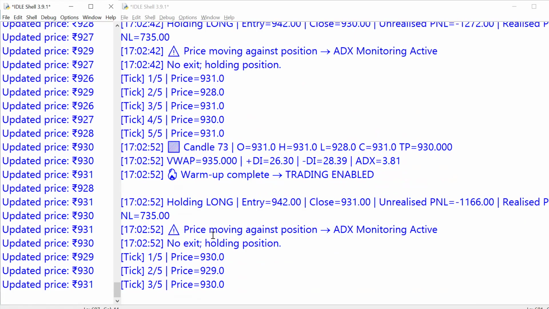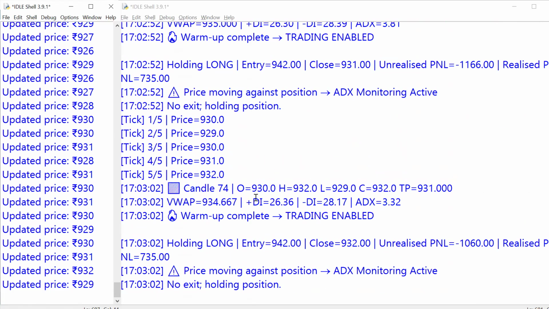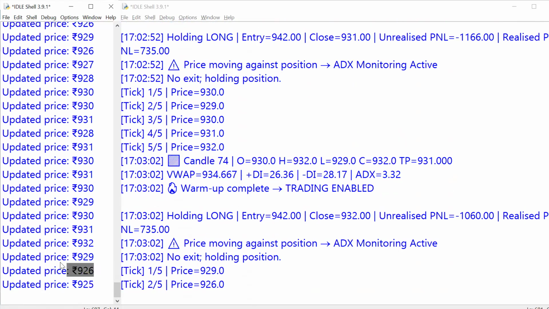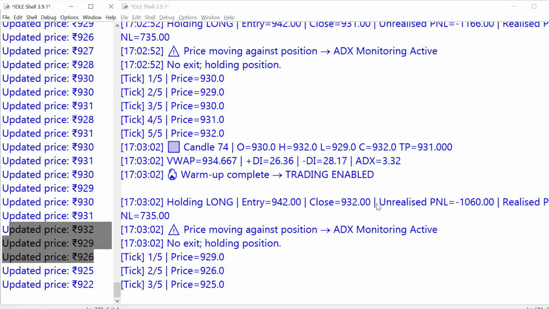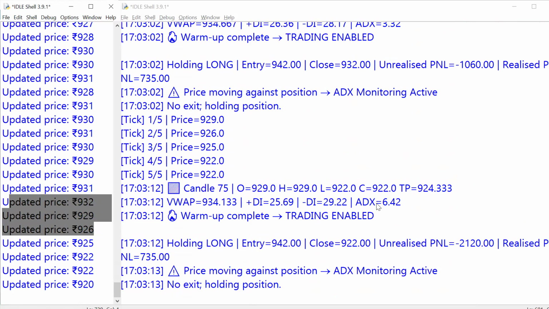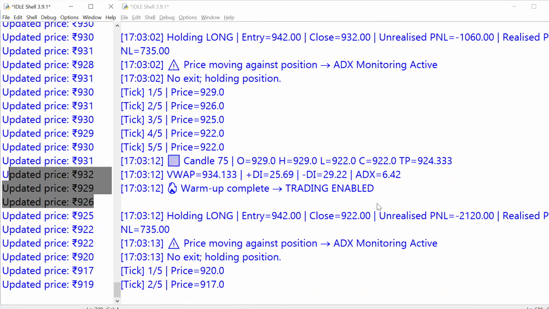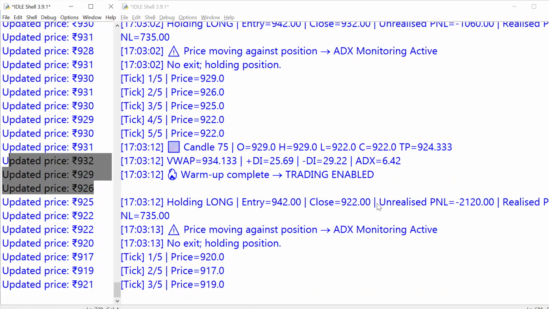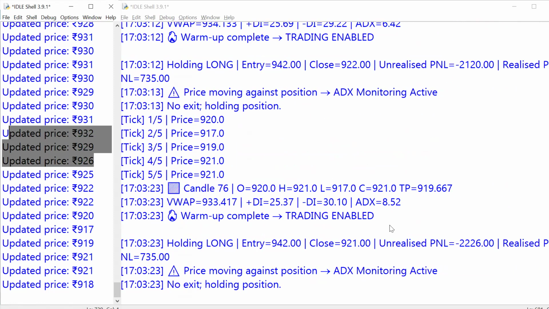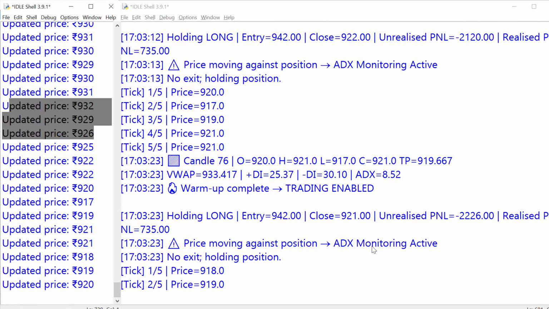So it keeps on doing this process. I'm just waiting to stop the video until either ADX books a loss or the price comes above 942. I'm just waiting so that we can understand whether the price is falling, but still ADX does not say to book the stop loss. We are at a 20-point loss. That's completely fine. 22-point loss.